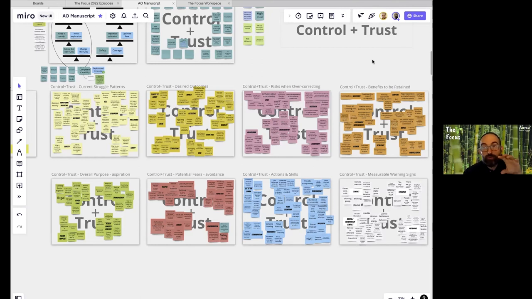So think more as an attitude. We want to build together an image of, what are the struggle patterns? What would we want to see instead as desired outcomes? What could be some risks if we're going too far with letting go of control? What are the benefits that we want to retain out of really good control, balanced well with trust? What's our overall purpose here now in this context?